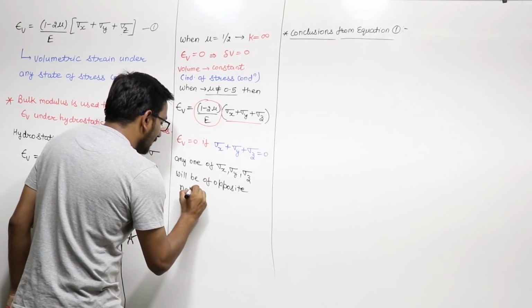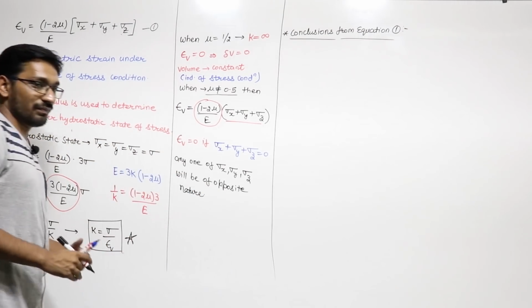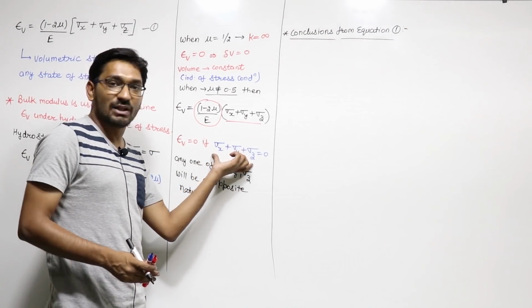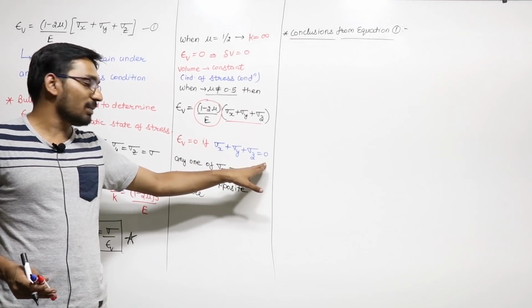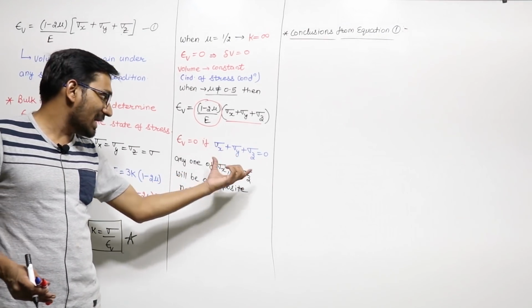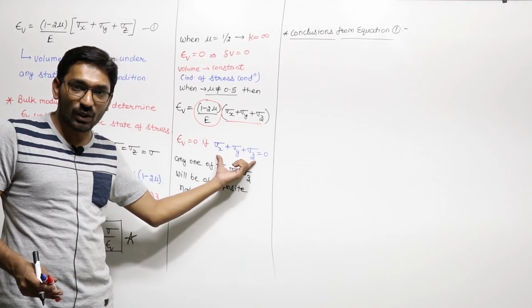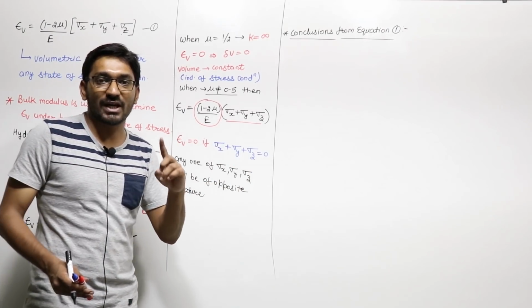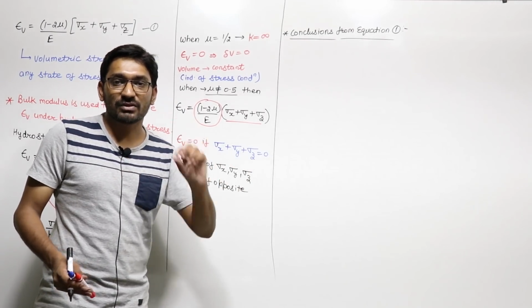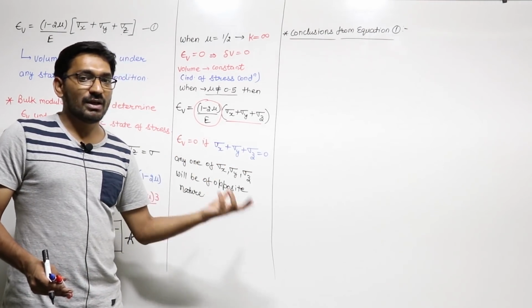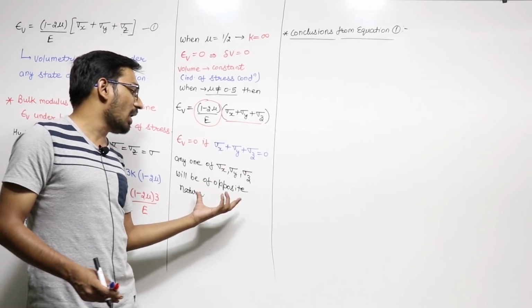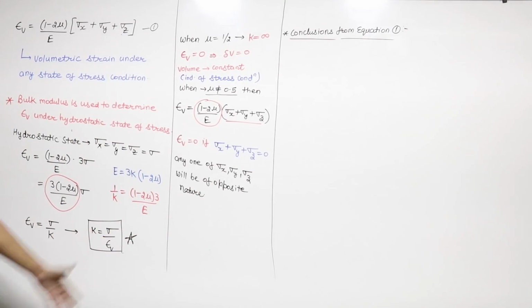One of them must be compressive. Then only this sum will be 0, right? If all of them are tensile, then this sum cannot be equal to 0. To make the sum equal to 0, one should be of opposite sign, that is of minus sign. So any one of them, or maybe two of them, must be of opposite nature to make this volume constant.